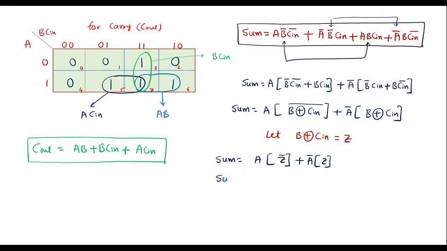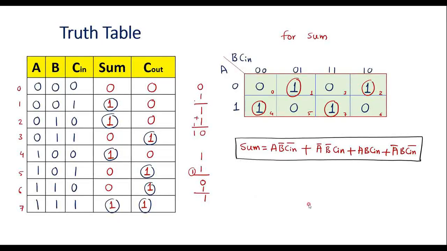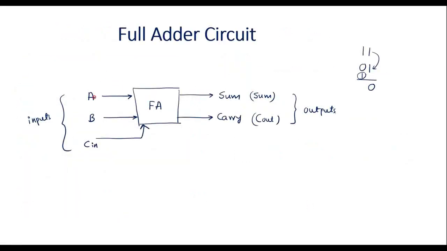So further I can write sum is equal to A Z bar plus A bar Z. That is nothing but A XOR Z, which is A XOR B XOR C in. So this is the simplified expression of sum in full adder. For the given inputs, just take the XOR between these three inputs and we get the sum.